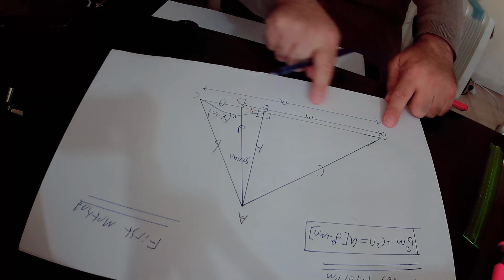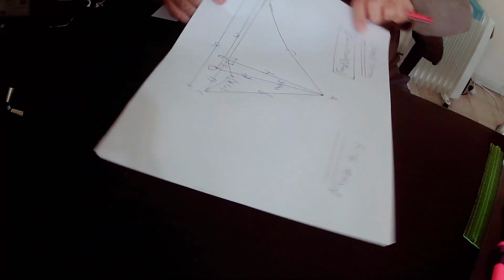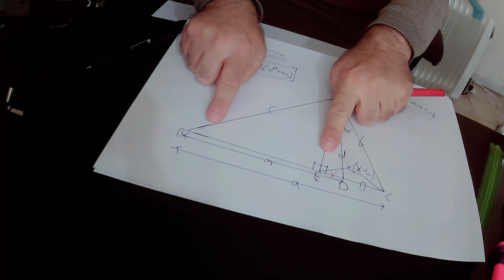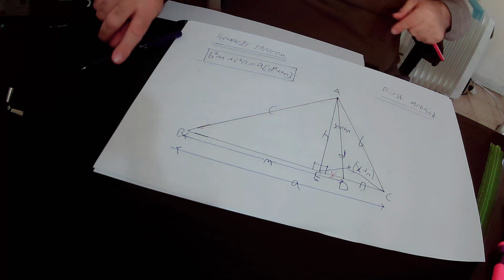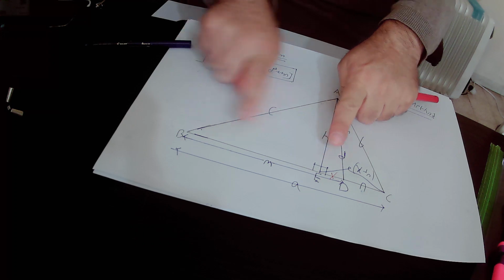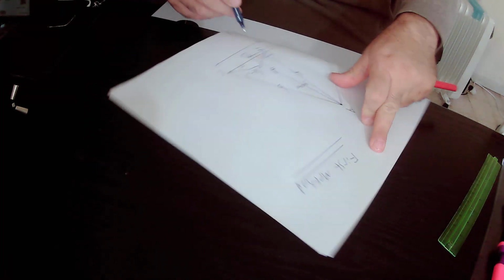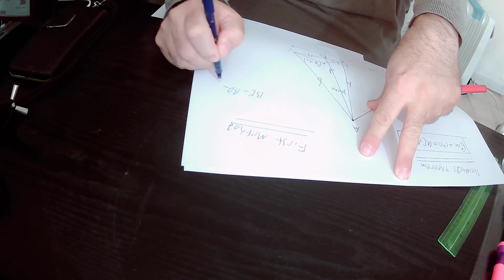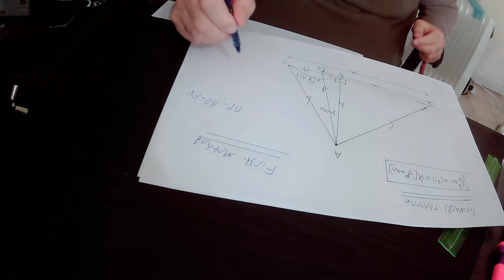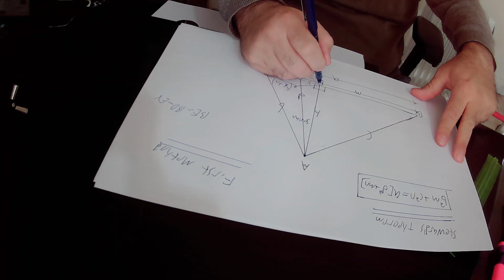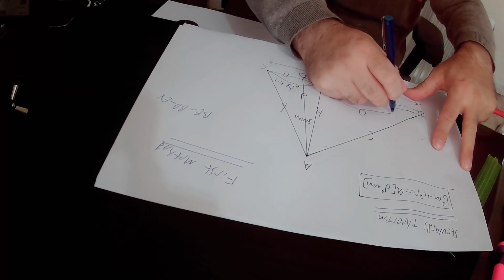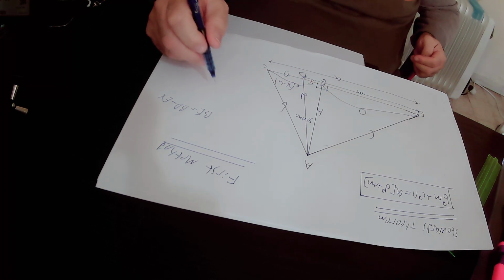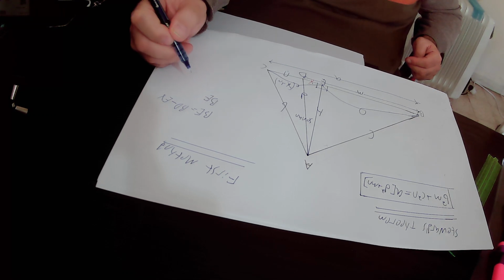Here, this line segment BE equals BD minus ED. Okay, BE equals BD minus ED. So this line segment BE equals BD.